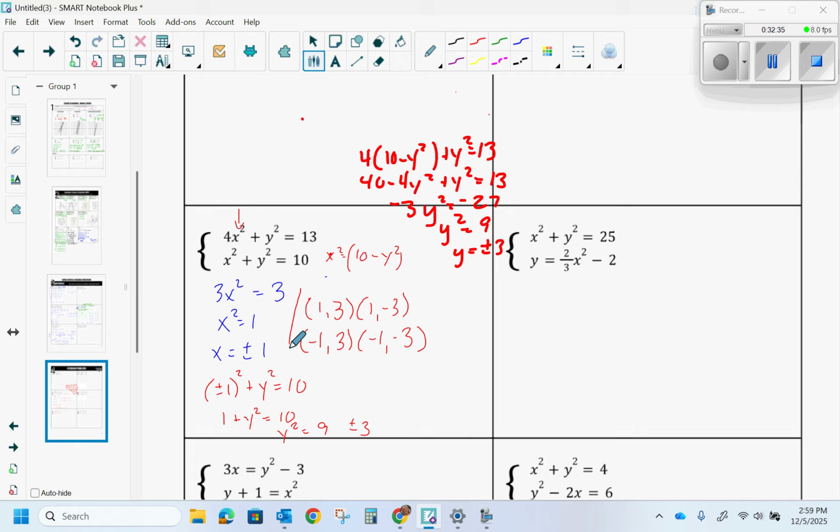So we have 4 places where these intersect. That's kind of cool, right? That's not 2 circles. That is an ellipse. The second one, the bottom one, was a circle. The top one is something called an ellipse. So it's like this and this, something like that.